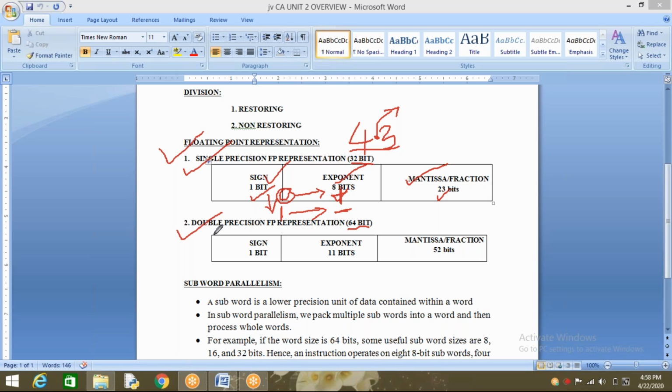Likewise, for the double precision floating point representation, the sign has 1 bit, the exponent has 11 bits, and the mantissa has 52 bits. Here also the same principle applies. When the sign bit is 1 it is a negative number, and if the sign bit is 0 it is a positive number. So that's all about floating point representation. It is very important.